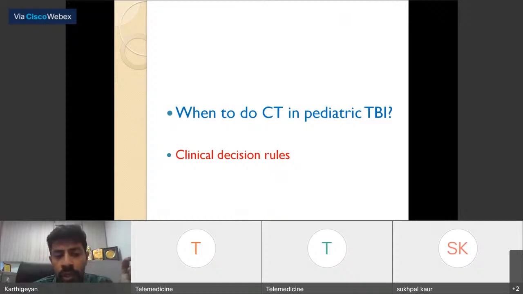Okay, the next important consideration in children is imaging in pediatric TBI. As in adults, it's not wise to get a CT in every child who walks into casualty with some sort of history of neurotrauma. What are the issues in getting CT in these children? The major issue is you are exposing the child to unnecessary ionizing radiation.